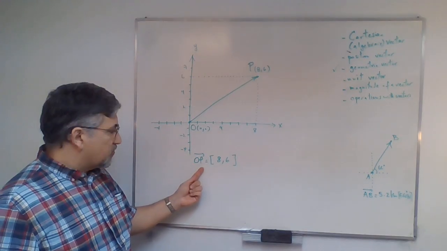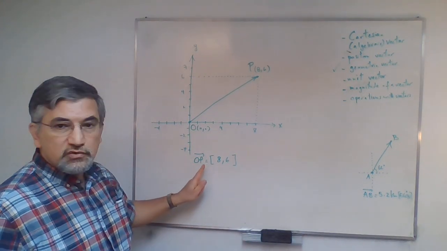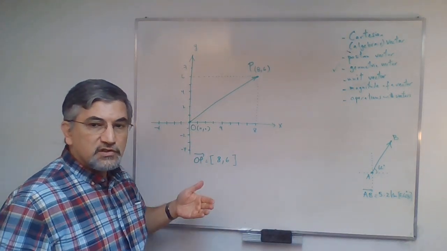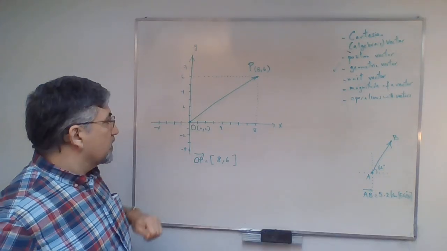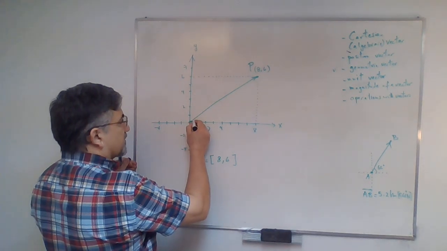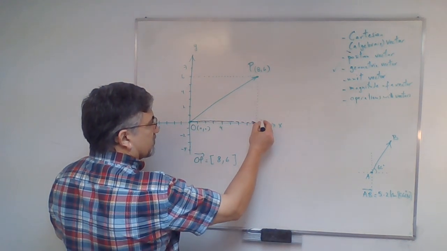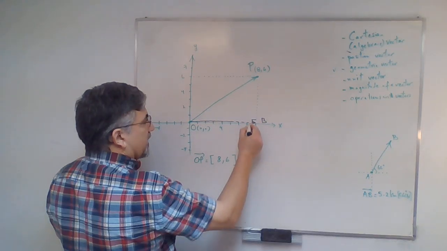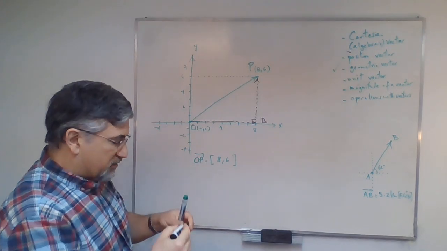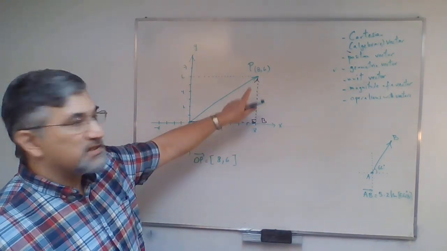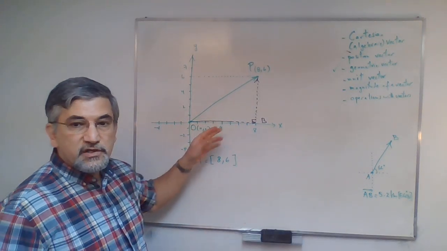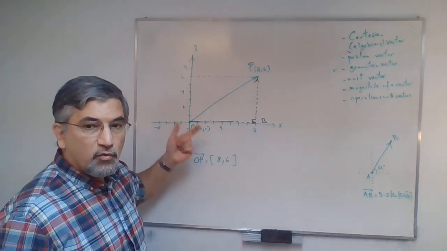So vector OP equals, this is an ordered pair. We use square brackets, 8, 6, and 8 and 6 show the horizontal and vertical components of this vector. So the horizontal component of this vector OP would be a vector like this. That would be like vector OB, let's say, okay? And then the vertical component would be vector BP. And when you add vector OB with vector BP, of course you get vector OP. That's the triangle law. So we are using the horizontal and vertical components of vector OP to show that.